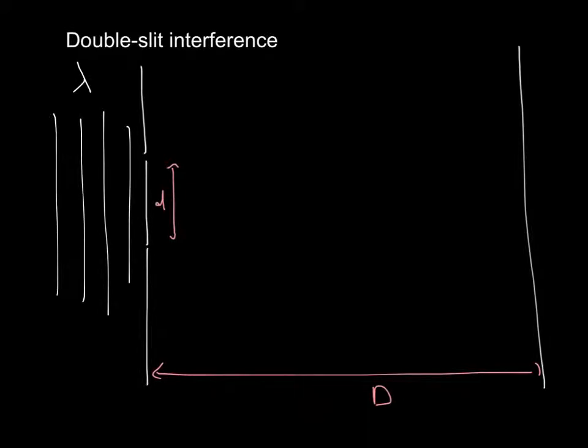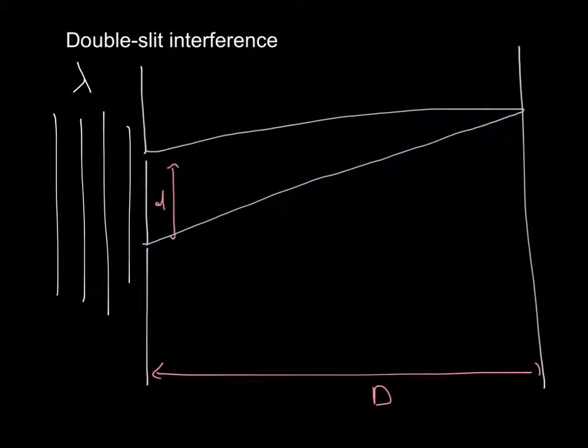And here I have this wall with two little slits, so that they act as point sources. So basically what I have is one wave coming from here and one wave coming from here. Now what will happen is that at each point in the wall, I'm going to have this one having gone this long and this one having gone this long. So there will be a path difference between this and this.